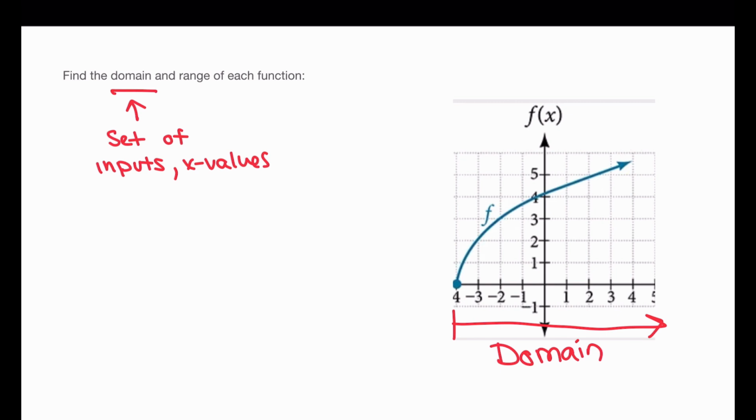No, actually, sorry, that's negative 4. I think the negative got chopped off on that picture, but that should be negative 4. So this graph starts at an x value of negative 4, and it continues to contain all of the x values to the right of negative 4. Because there's an arrow, the graph continues forever. So the domain of this function is all x values that are bigger than or equal to negative 4.